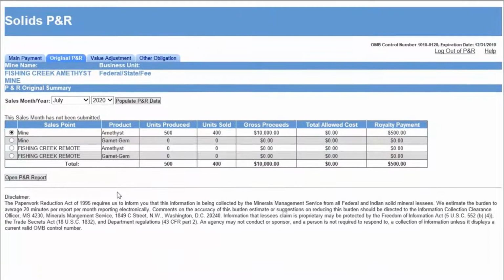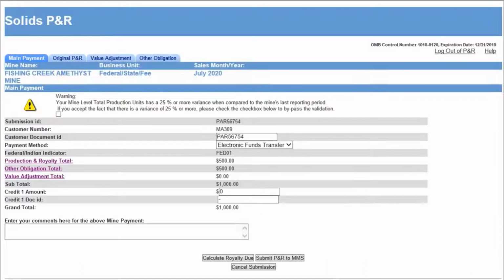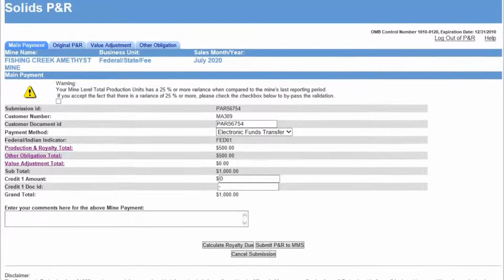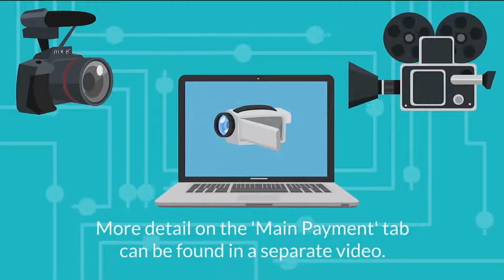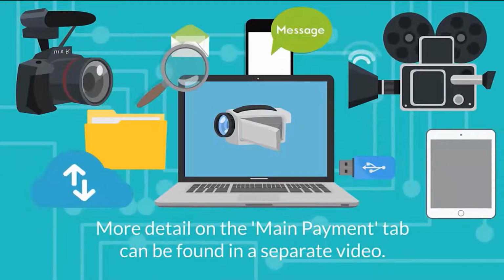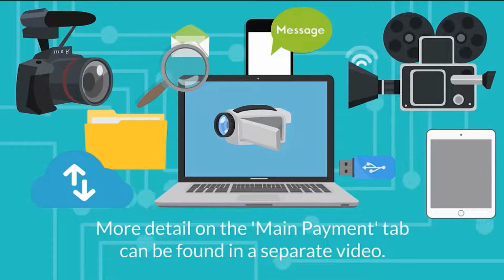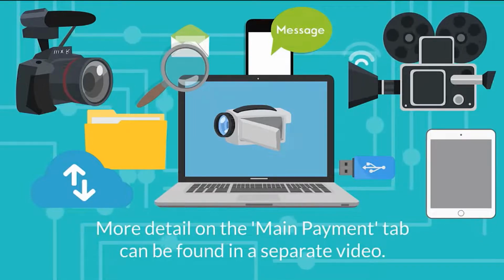When you are through, enter your original P&R information for all applicable product sales point combinations. Click on the Main Payment tab to go to the Main Payment page. More detail on the Main Payment tab can be found in a separate video. If you have any questions, contact a Solid Minerals reference data analyst.